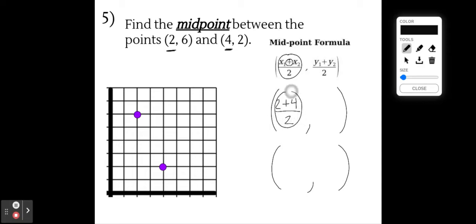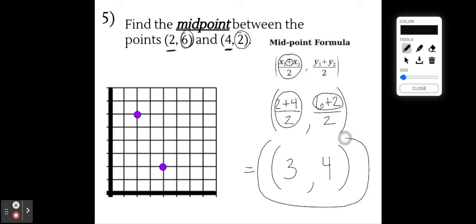I know that 2 plus 4 is 6, and if I take 6 and divide it by 2, I get 3. Now let's find the average of the y coordinates. Here's my first y coordinate, 6, and then I have 2. Let's add them together, 6 plus 2, and then divide by 2 because there's two numbers. 6 plus 2 is 8, and when I take 8 and divide it by 2, I get 4. So right here, (3, 4) is our midpoint.